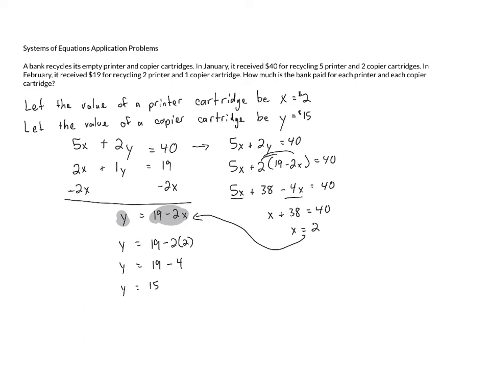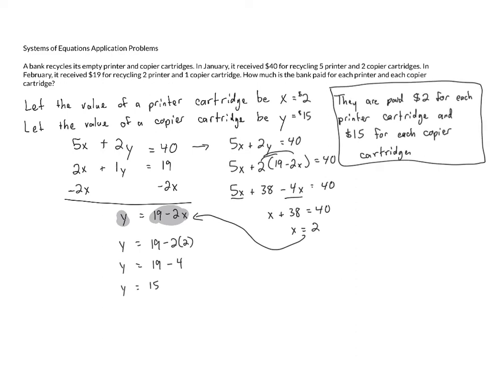And we end by stating the conclusion. They asked, how much is the bank paid for each printer and each copier cartridge? They are paid $2 for each printer cartridge and $15 for each copier cartridge. And that is our final answer.